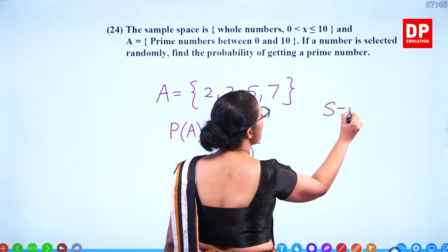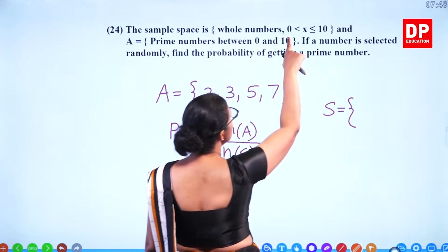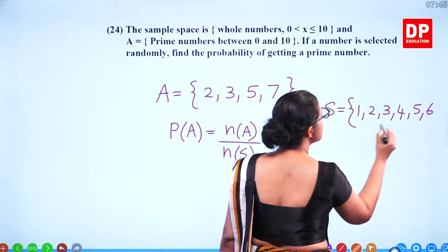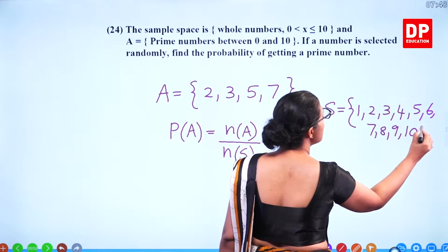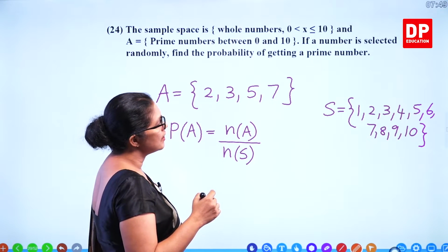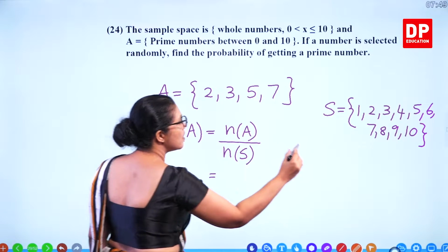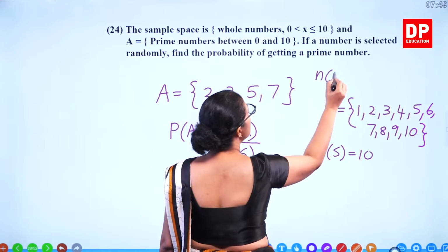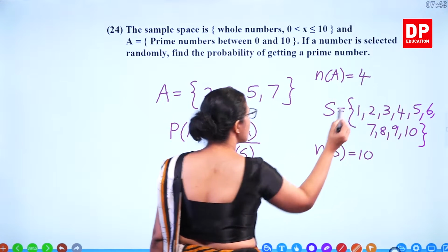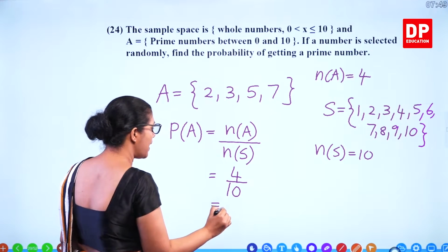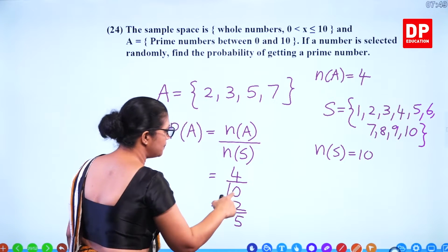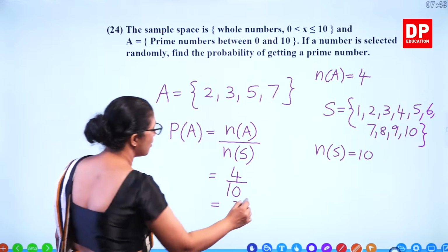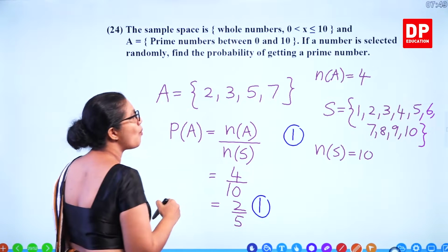So number of elements in A over number of elements in the sample space. So what's the sample space? 0 to 10. 0 is not included. So 1, 2, 3, 4, 5, 6, 7, 8, 9, 10. So how many digits? You get 10. So n(S) equals 10 and n(A) equals 1, 2, 3, 4, 4 elements. So what's the probability? 4 over 10, or you can simplify and write 2 over 5. Divide both the numerator and the denominator by 2. We get 1 mark for this probability and identifying this, 1 mark.